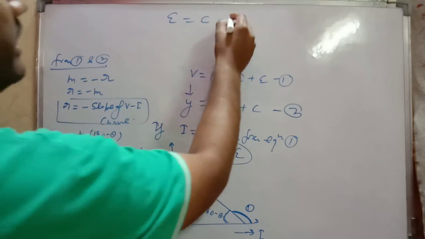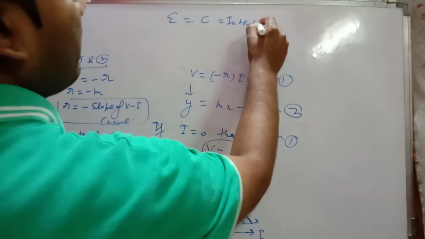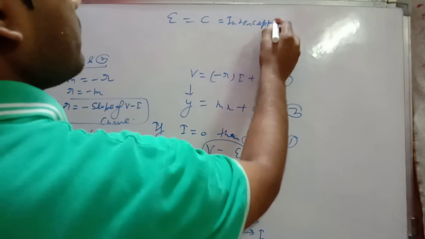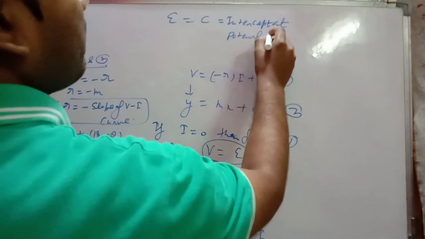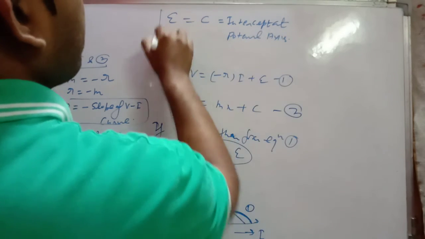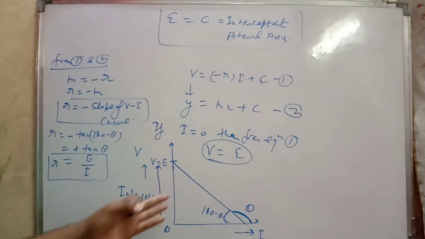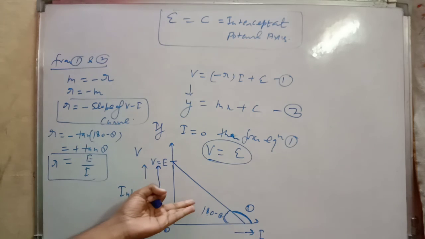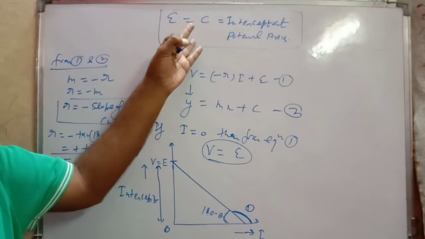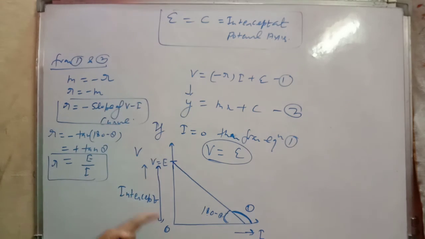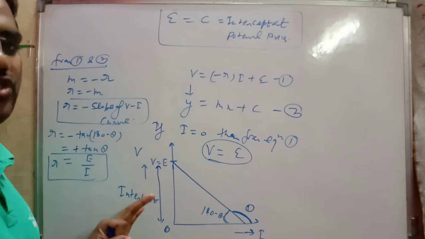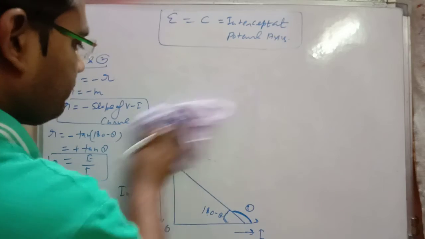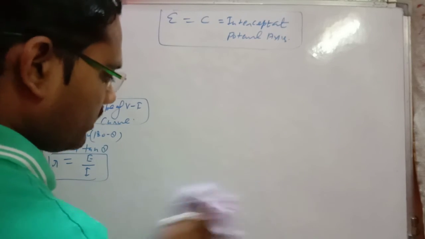That means the intercept at the potential axis. So from this graph we have to find the internal resistance of the cell as well as the EMF of the cell. This graph is very important for board examination. In board examination there is a question put up.